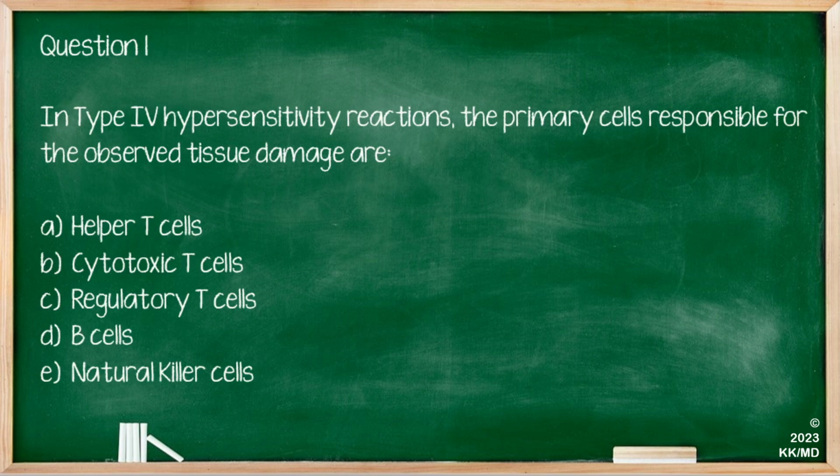So let's do some questions. Question 1, in Type IV hypersensitivity reactions, the primary cells responsible for the observed tissue damage are A. Helper T cells, B. Cytotoxic T cells, C. Regulatory T cells, D. B cells, E. Natural killer cells. If you recall from our discussions earlier, the correct option in here is going to be cytotoxic T cells.